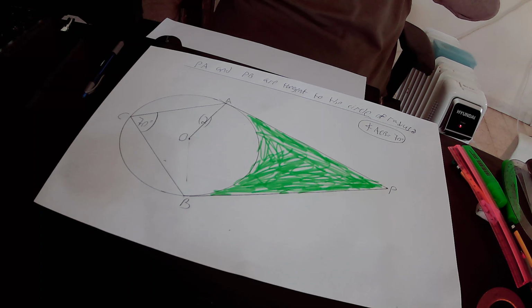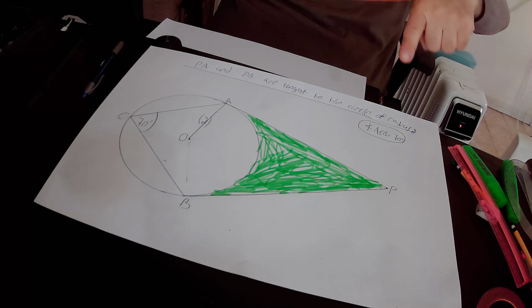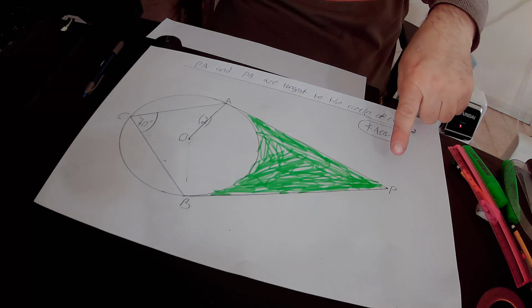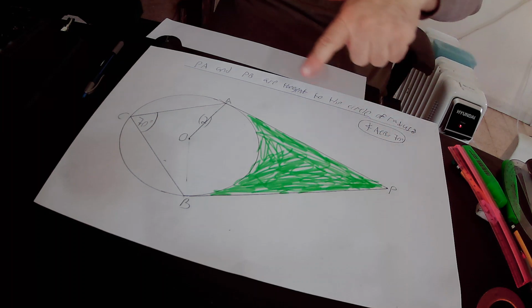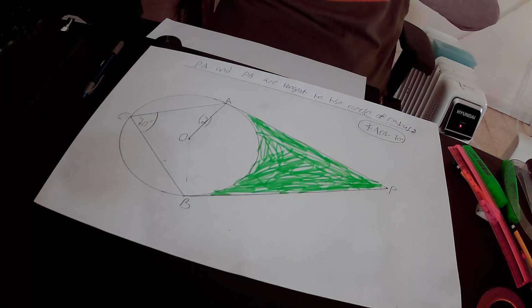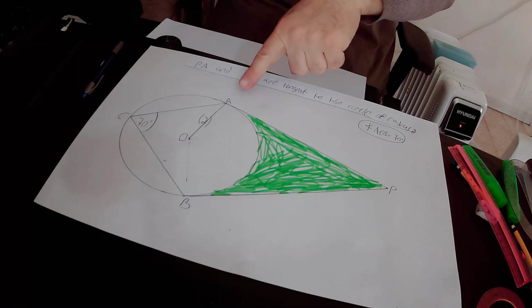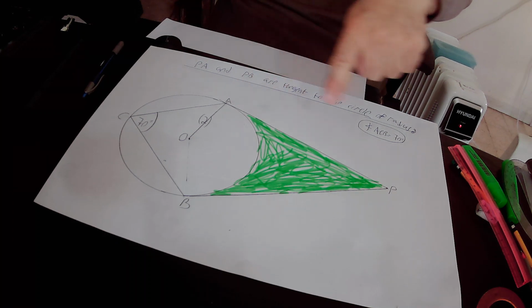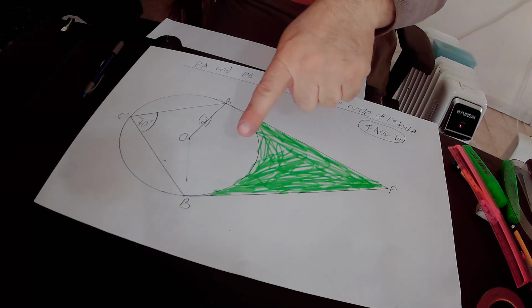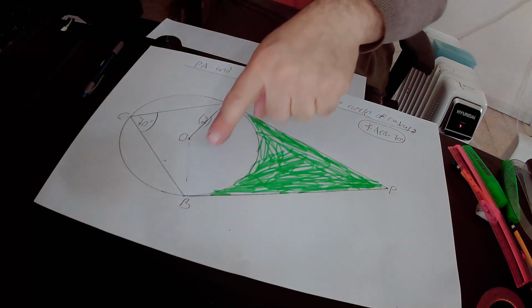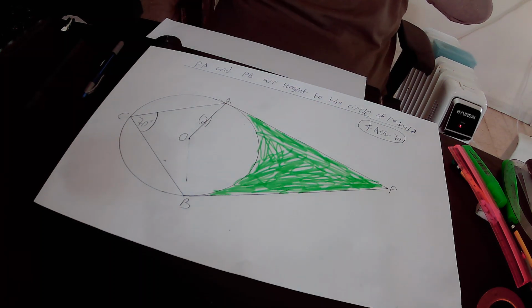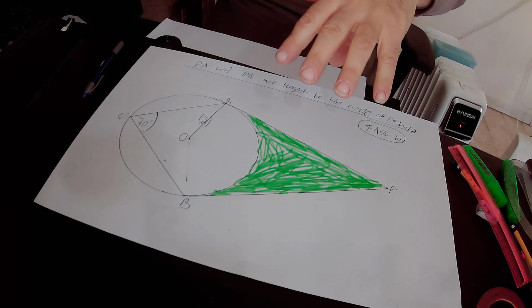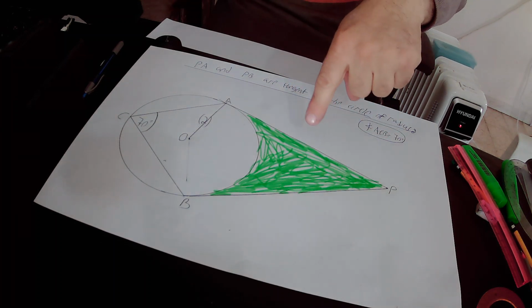In addition, we have in the drawing the common external point, point P. From the common external point P, we have two tangents to this circle: tangent PA, tangent to this circle here at point A, and tangent PB, tangent to this circle here at point B. Again, our mission is to find the area of this green shape.